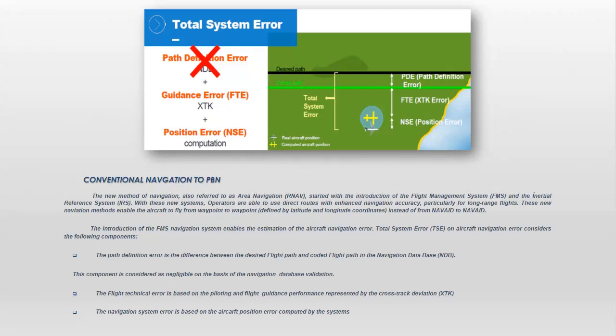The introduction of the FMS navigation system enables the estimation of the aircraft navigation error. Total system error, TSE, on aircraft navigation error considers the following components. The path definition error is the difference between the desired flight path and coded flight path in the navigation database, NDB. This component is considered as negligible on the basis of the navigation database validation. The flight technical error is based on the piloting and flight guidance performance represented by the cross-track deviation. The navigation system error is based on the aircraft position error computed by the systems.